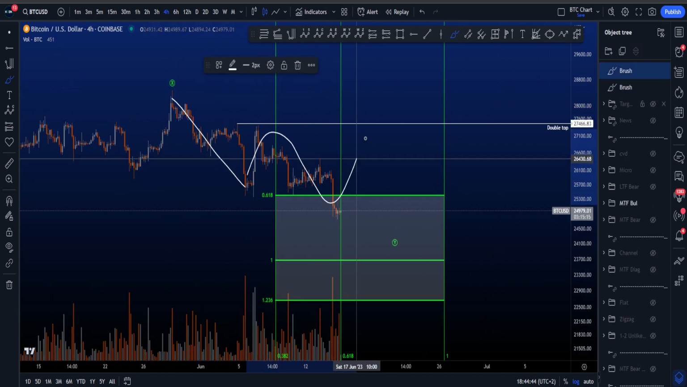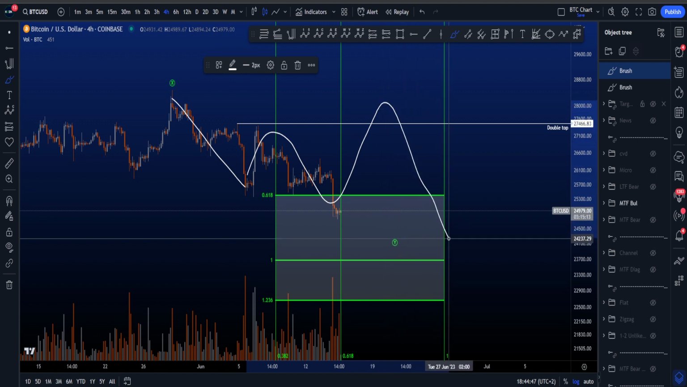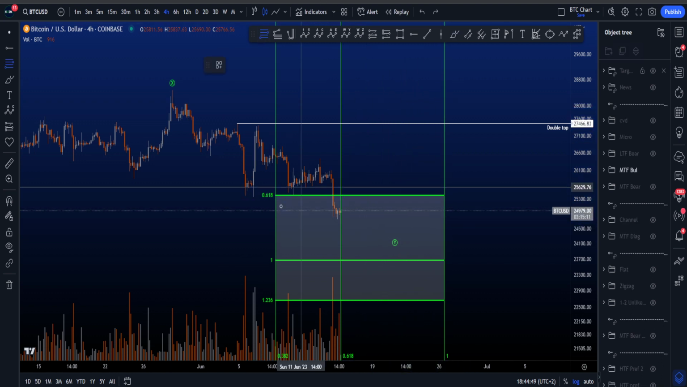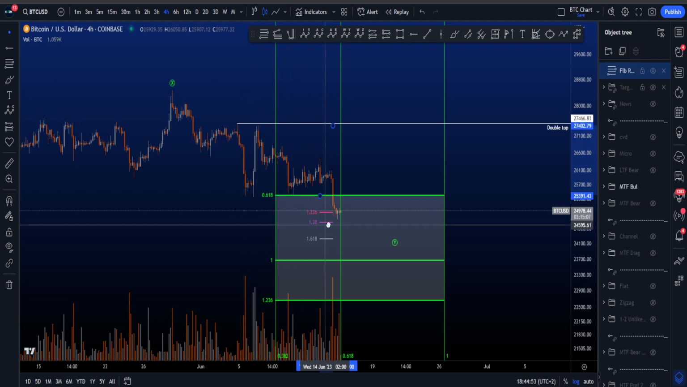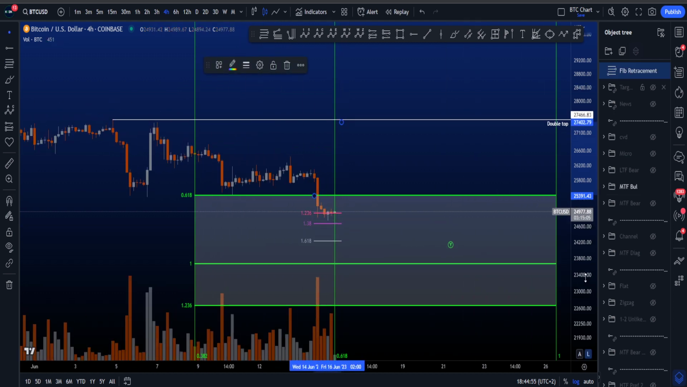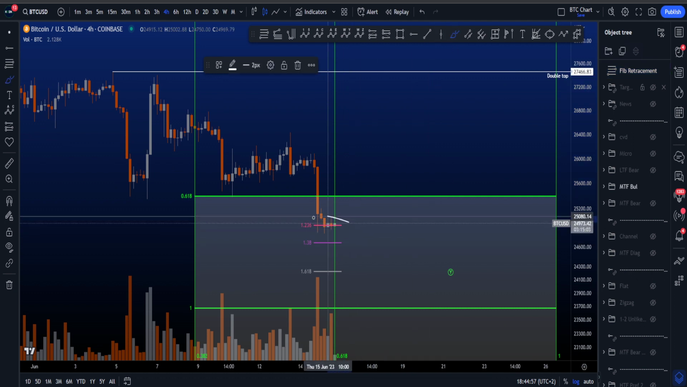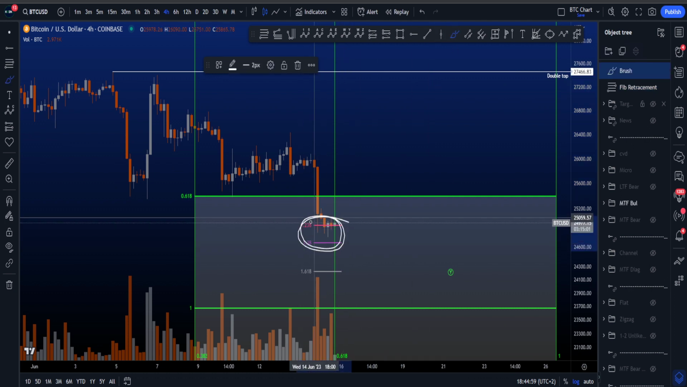Then we have a three-wave X, and then eventually we get a Y to the downside, where this wave X locally is again going to be an expanding flat. And as you can see, this one with the targets of the expanding flat has also been very nicely respected. Again, we're inside this area over here. Price touched this area.